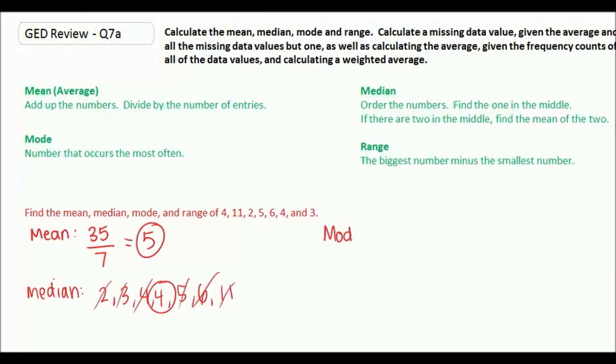The mode is the number that occurs the most often. Well, the number 4 occurs twice, while everything else only appears once, which means that 4 is our mode. And the range is the biggest number minus the smallest number, so that would be 11 minus 2, which gives you 9.